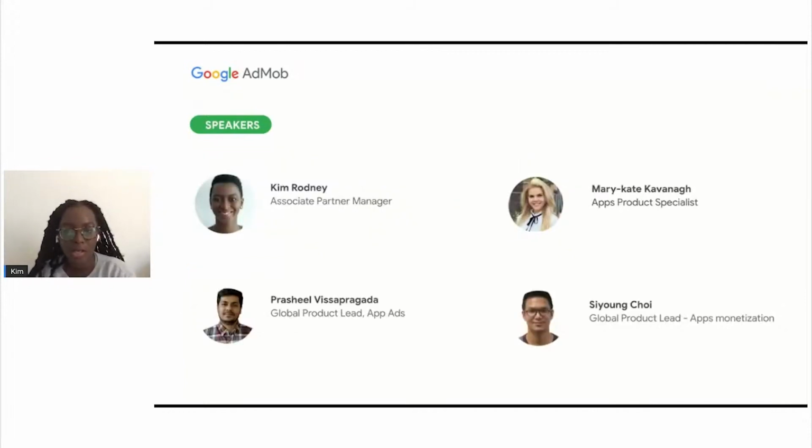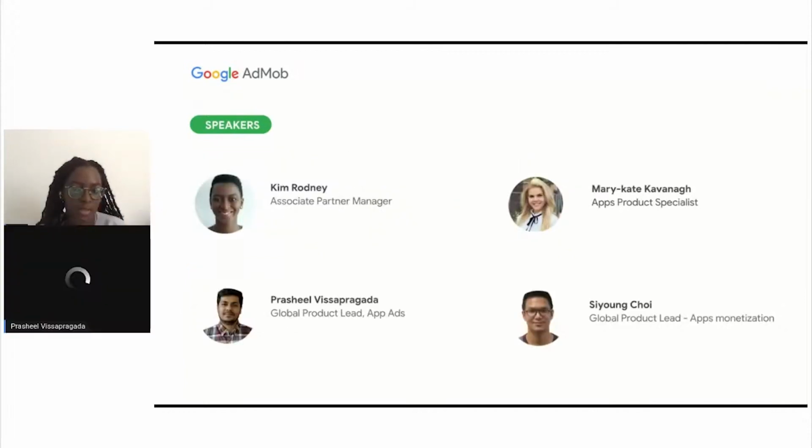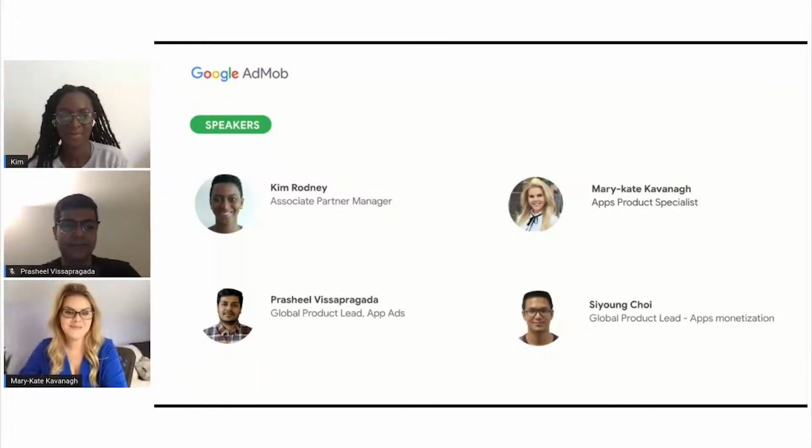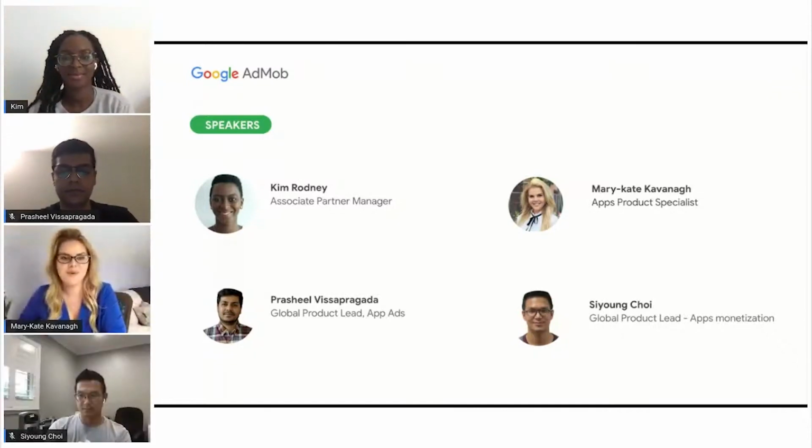Now, let's meet our speakers and do a quick round of intros. Prashil, would you like to kick things off? Thanks, Kim. Hi, everyone. My name is Prashil Vissapragada. I'm the Global Product Lead for Open Bidding for Apps. Very excited to be here today. Mary Kate? Thanks, Prashil. Hi, everyone. My name is Mary Kate Kavanagh, and I'm a product specialist here at Google for AdMob. And I'm really looking forward to sharing more about open bidding.